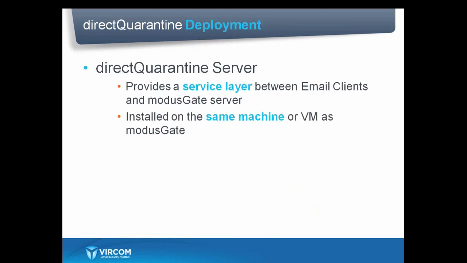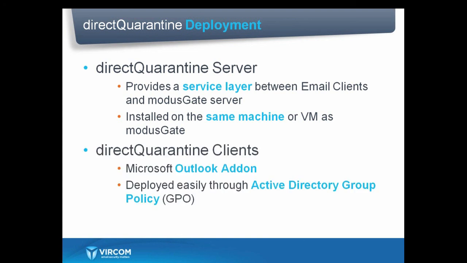Now, in terms of the server setup, as I mentioned, all you need to do is install the service file on the Modusgate server, and it has to be on the same machine as Modusgate itself, so either the VM or the software that you have. And it provides the communication layer between the email clients and the Modusgate server. Now, for clients, you're installing the add-on directly onto the users' machines, but we make it easy for you by allowing you to use a group policy object through your Active Directory.